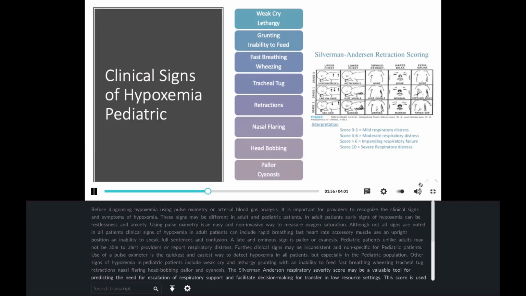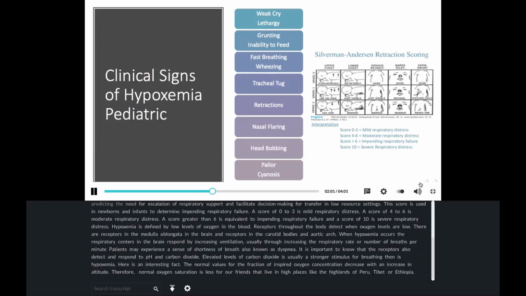The Silverman-Anderson Respiratory Severity Score may be a valuable tool for predicting the need for escalation of respiratory support and facilitate decision-making for transfer in low-resource settings. This score is used in newborns and infants to determine impending respiratory failure. A score of 0 to 3 is mild respiratory distress. A score of 4 to 6 is moderate respiratory distress. A score greater than 6 is equivalent to impending respiratory failure, and a score of 10 is severe respiratory distress.